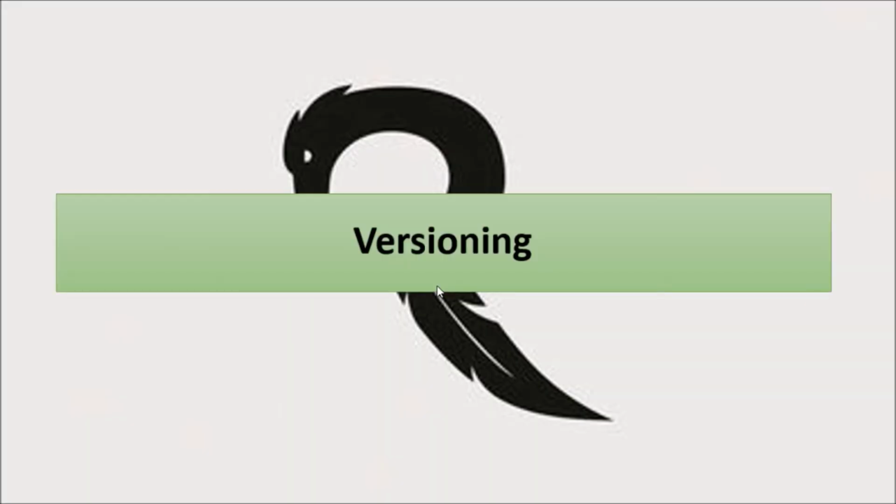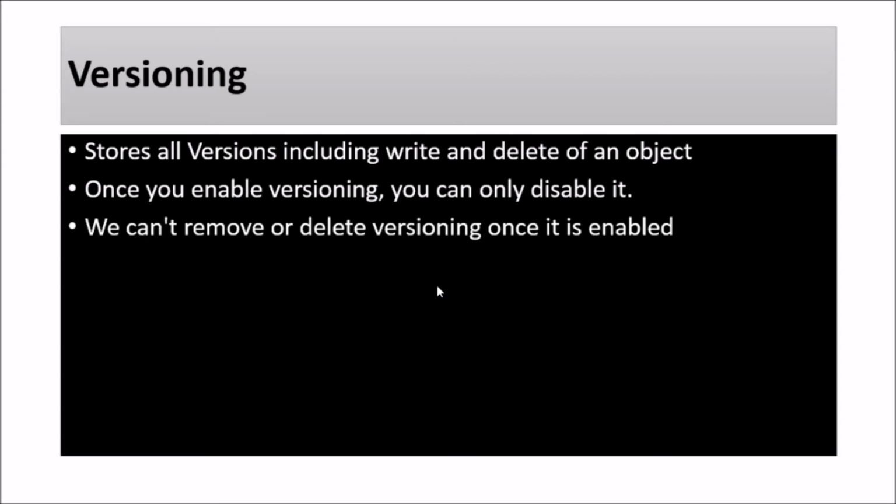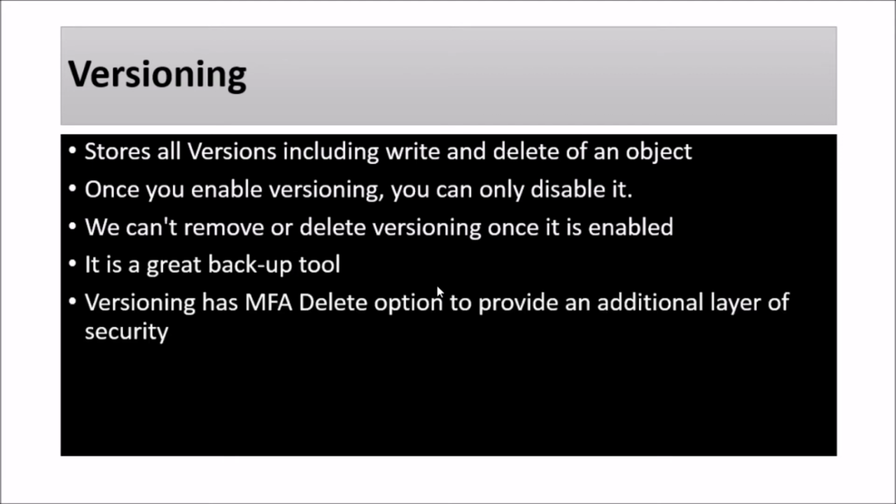Now we check versioning. Versioning stores all the versions, including writes and deletes, of an object. Once you enable versioning, you can only suspend it; we cannot remove versioning once it is enabled. It is a very great backup tool. Versioning has an MFA delete option to provide an additional layer of security. MFA is multi-factor authentication, and it is a very good security layer that we can provide with versioning.